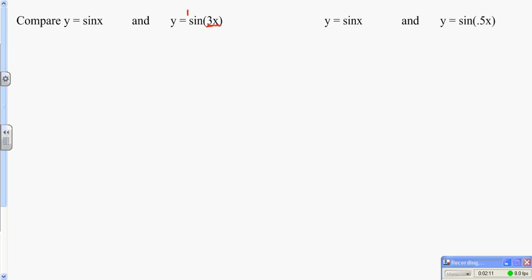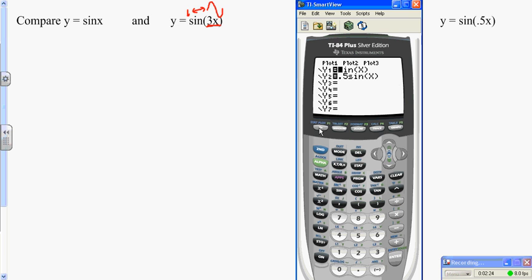When it was out in front, it affected how high and how low it went. When it's inside, it's going to have a different effect. So let's take a look at that. So now this time we're going to go inside. We'll say 3x.